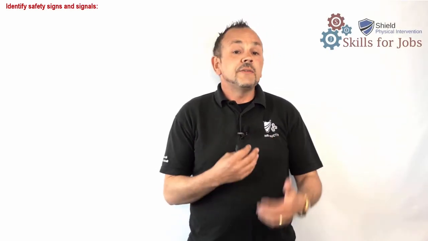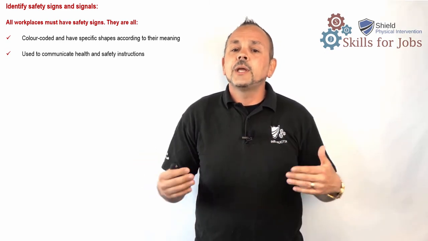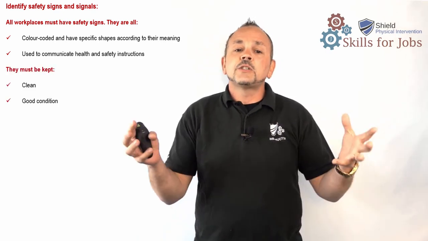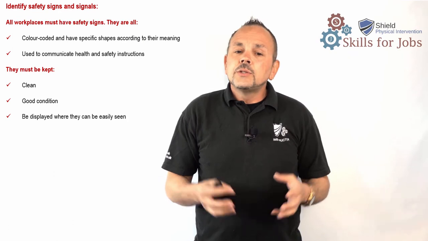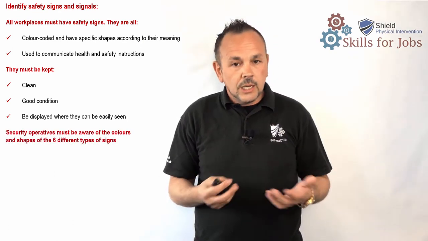Let's look at the next assessment criteria now, which is the identification of safety signs and signals. All workplaces which the public enter or work in must have safety signs in place in line with the Health and Safety (Safety Signs and Signals) Regulations 1996. These signs are colour-coded and have specific shapes according to their meaning. Safety signs are used generally to communicate health and safety instructions. They must be kept clean, in good condition, and displayed where they can be easily seen. So security operatives must be aware of the colours and shapes of the 6 different types of signs.